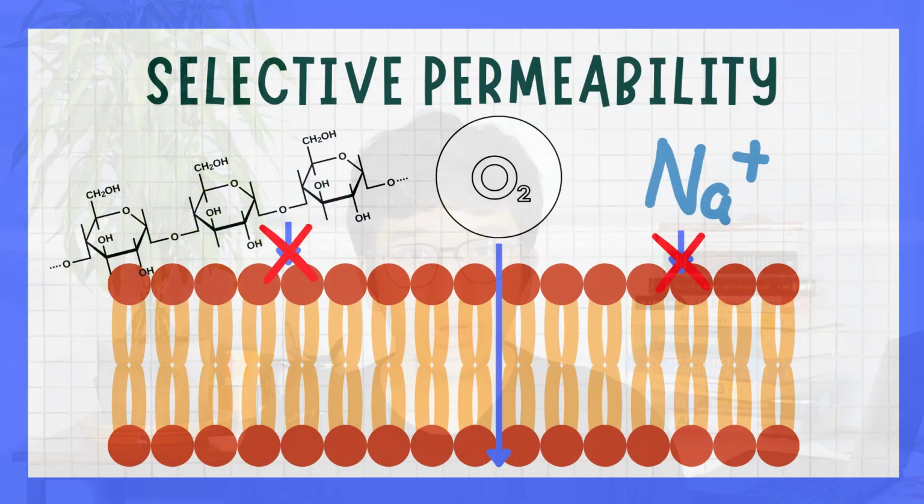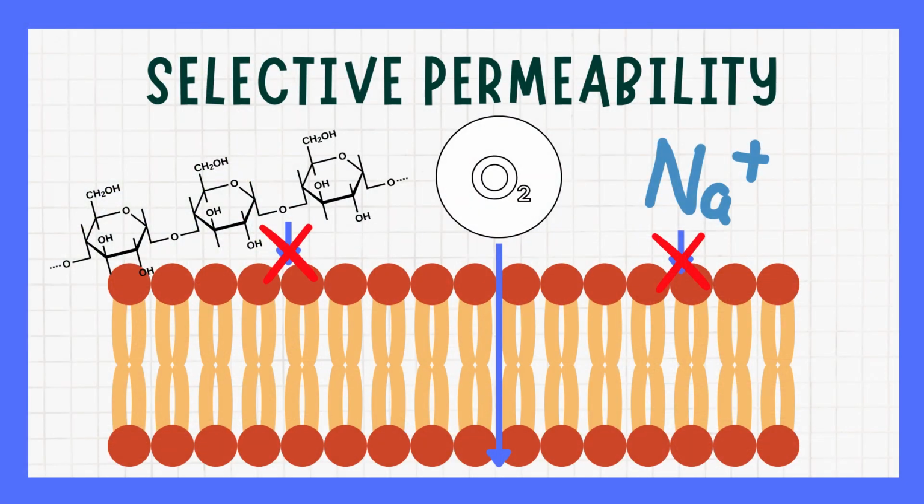A major characteristic of the cell membrane is that it's selectively permeable. This means that certain characteristics allow substances to permeate through the membrane or go through it, while certain characteristics do not allow this. But what are the characteristics?